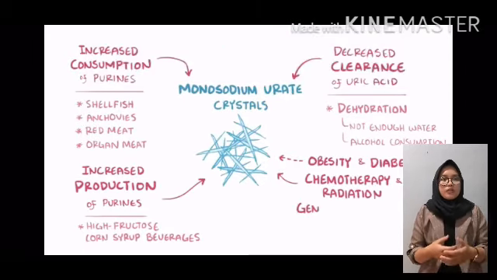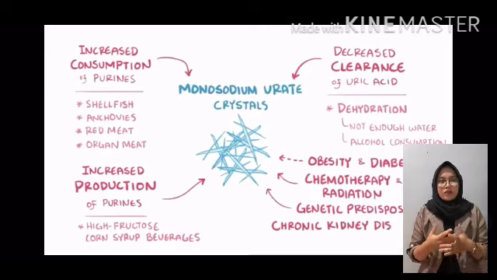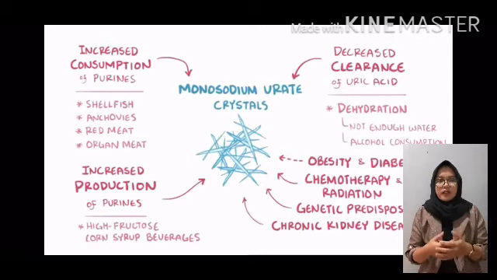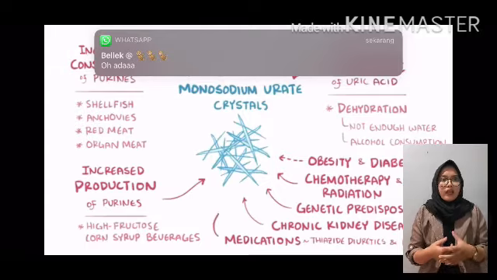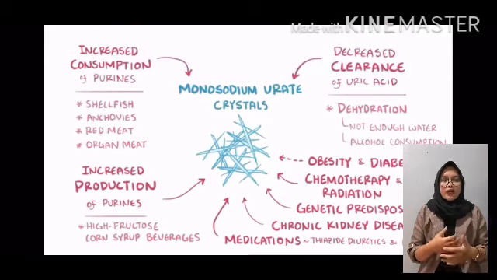rate. Also, some individuals have a genetic predisposition to overproduction of uric acid, while others with chronic kidney disease may be unable to excrete the uric acid. Finally, there are some medications like thiazide diuretics and aspirin which can also increase the level of uric acid, therefore increasing the rate of gout.